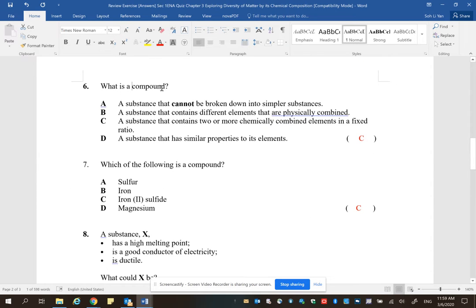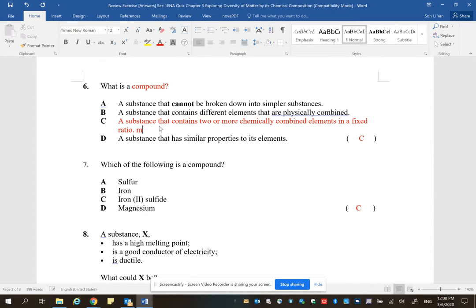So, what is a compound? I'm not sure whether you can remember what we have learned in the lab. We have so many chemical reactions. We have iron and sulfur, we have magnesium and oxygen giving me magnesium oxide. All these are compounds, which are very new and different from the elements they are made up of. So what is a compound exactly? A compound is a substance that contains two or more chemically combined elements in a fixed ratio.